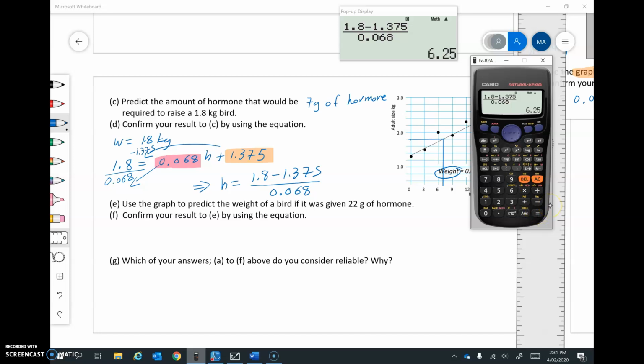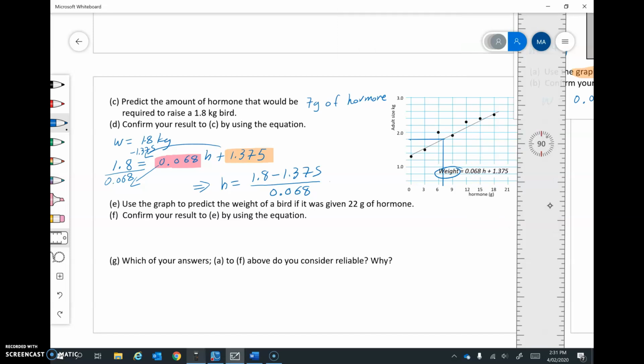And we get 6.25. So I said from the graph that it was 7 grams. Oh, it's a little bit off, but not too bad. 6.25. So that's a much more accurate prediction. Like I said before, not necessarily reliable, but more accurate. Okay.